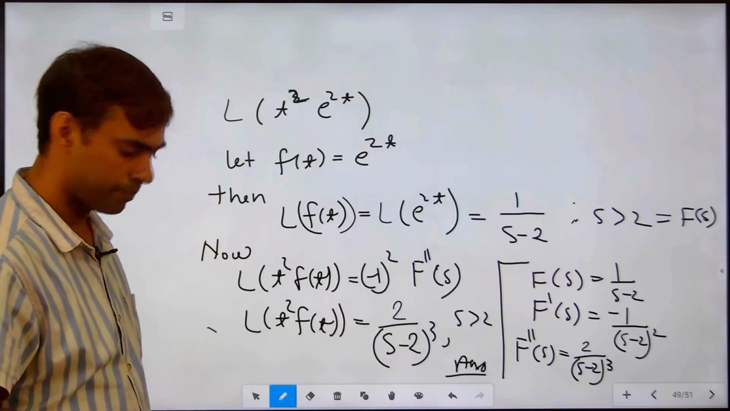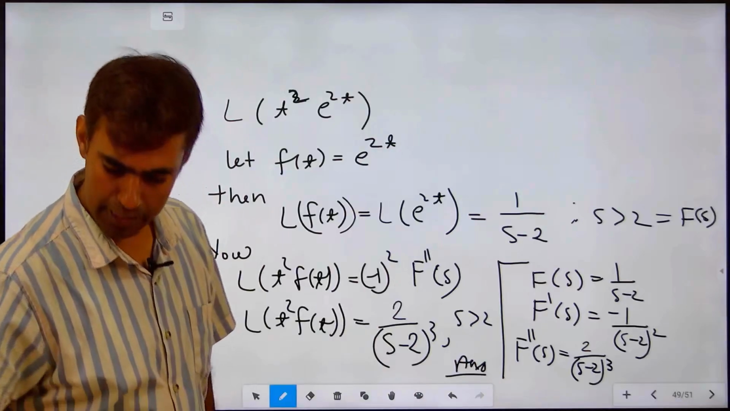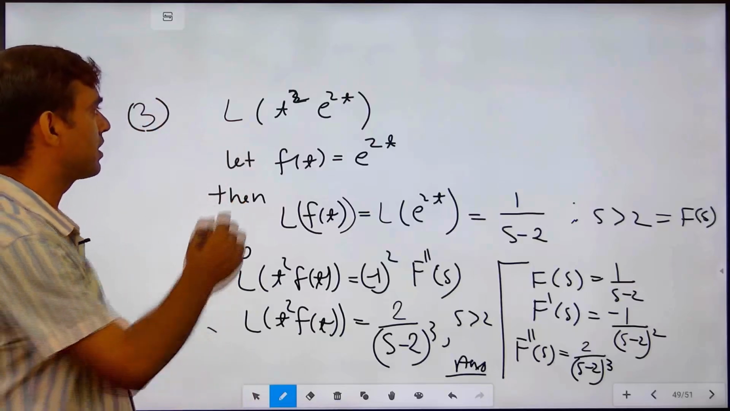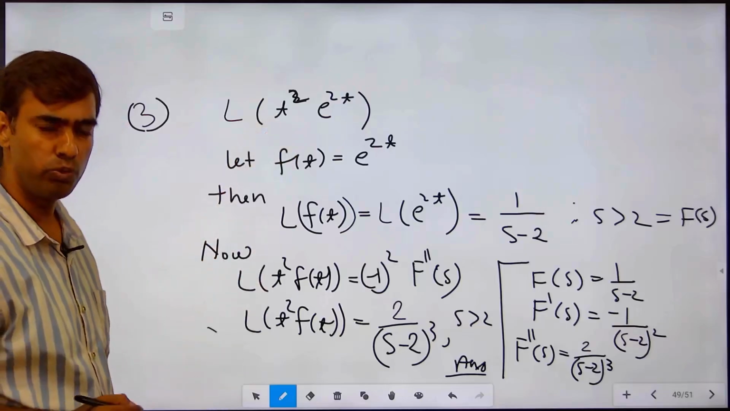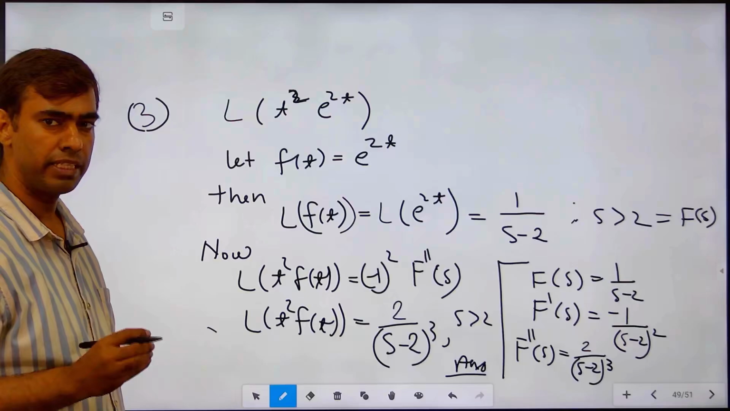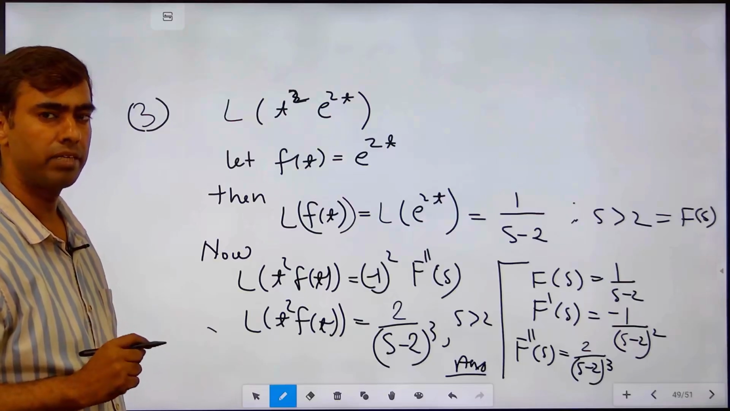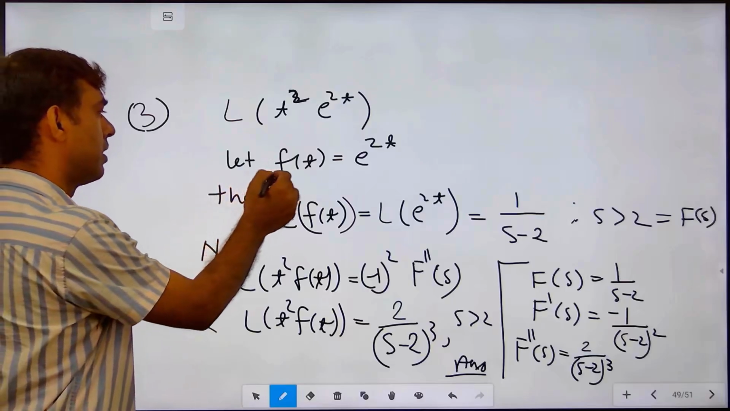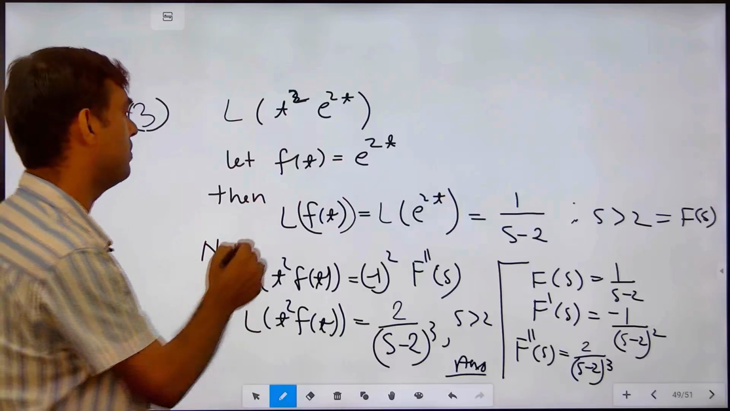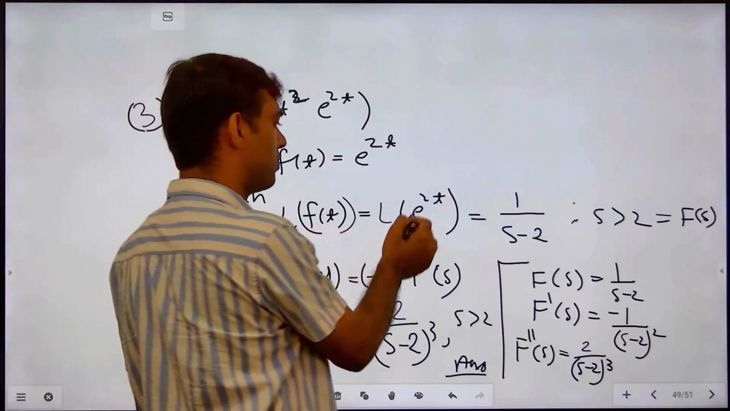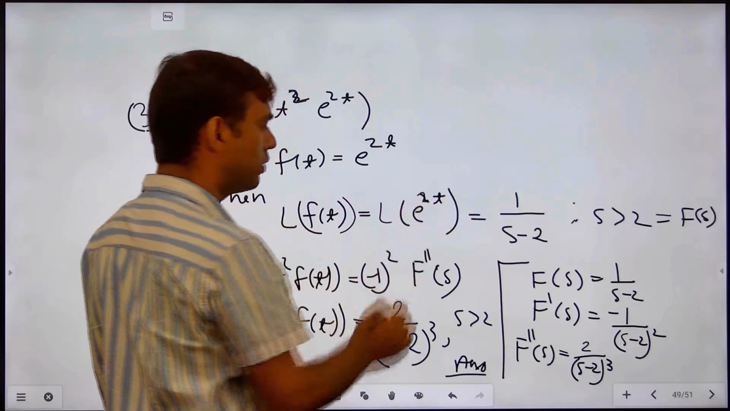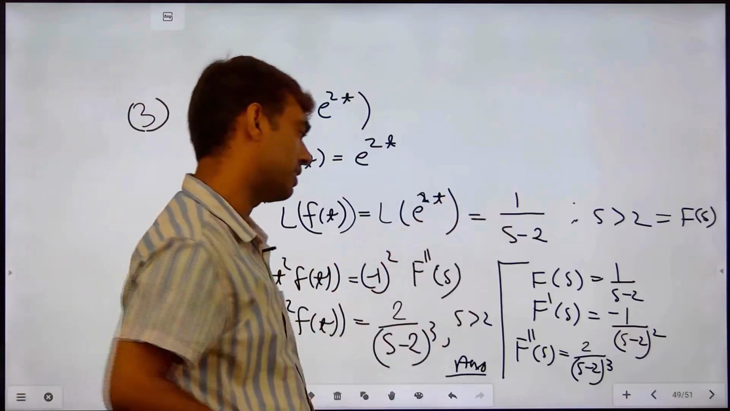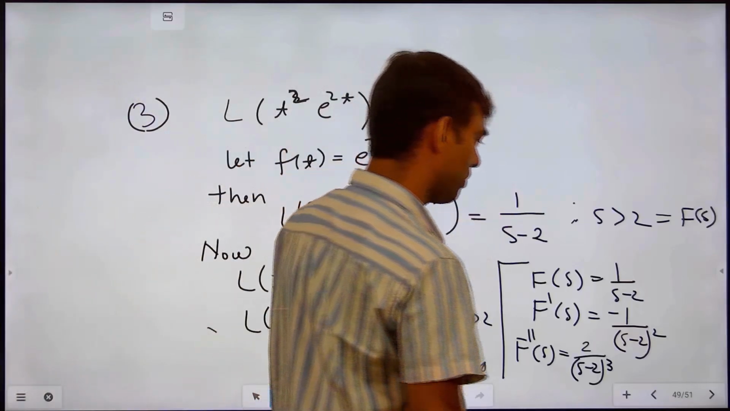So, in this way we are able to find the Laplace transform for t squared into e to the power 2t using the multiplicative property, meaning multiplication by an integral power of t in a function f(t). Here we already have the Laplace transform for f(t), because we know that the Laplace transform for e to the power at is 1 upon s minus a, so for e to the power 2t it is 1 upon s minus 2.